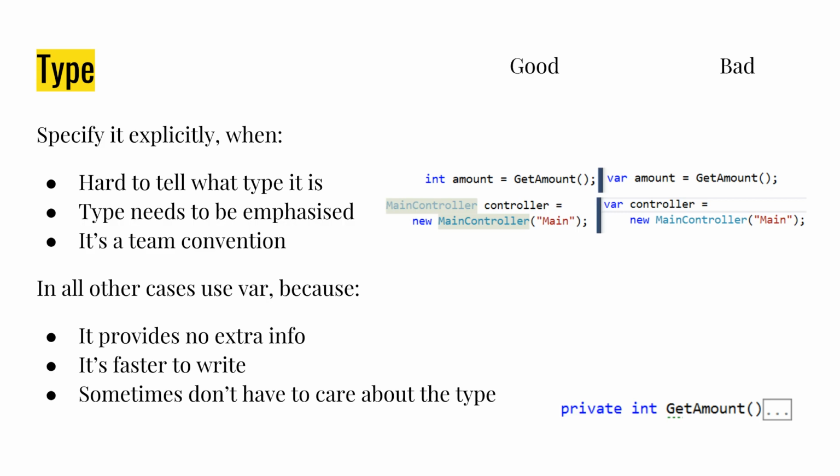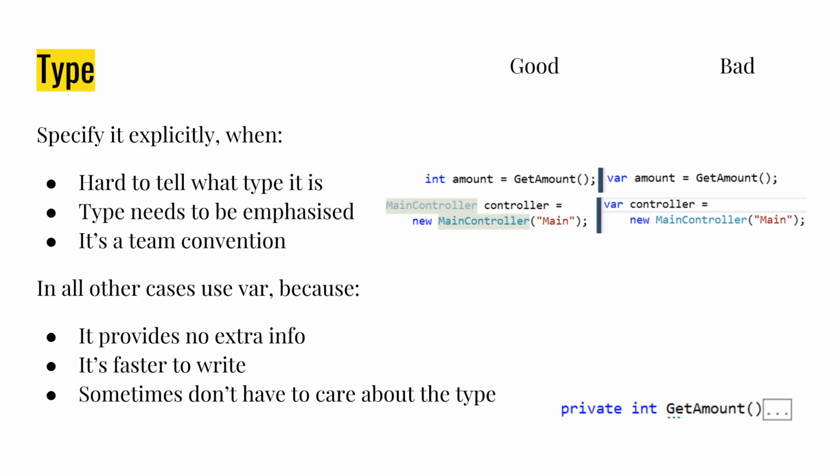Sometimes people don't know when to write var. And the answer is very simple. Almost always write var, because the explicit type provides no extra information. It's faster to write, and sometimes you don't have to care about the type.